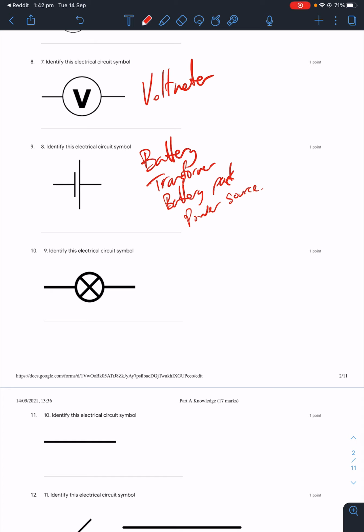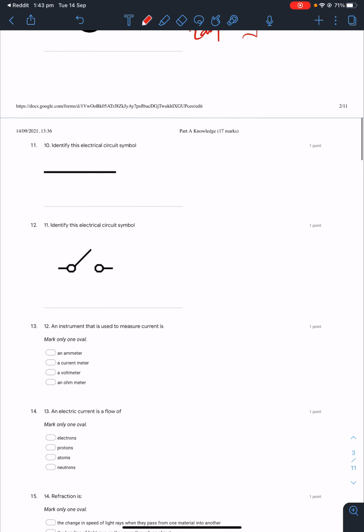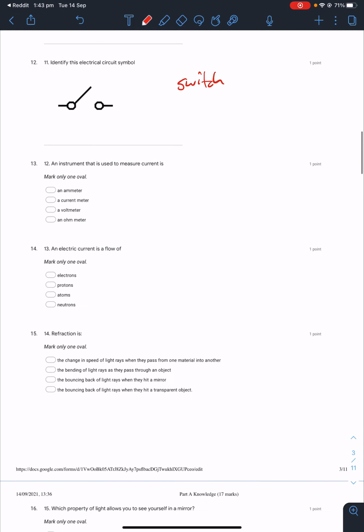And the next one here, the circle with a cross, is a bulb, or a light bulb, or a lamp, or any of those kind of variations, as long as we can tell you're talking about one of those things that light up when electricity runs through it. We gave you the mark there. Okay, the next symbol was a wire. So we accepted a few variations there, like lead and stuff like that. Next symbol was a switch. A few people noticed that was an open switch, which was good, but we accepted switch, and a couple of little variations there.